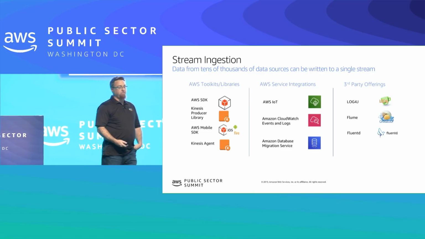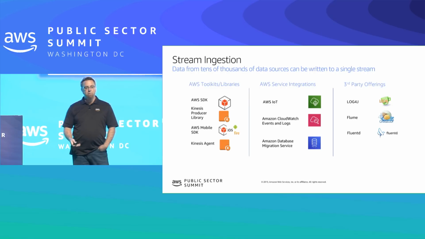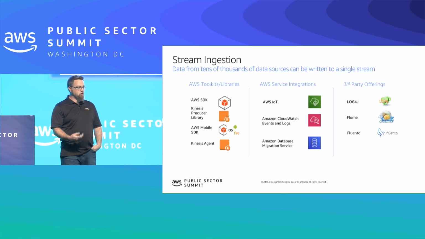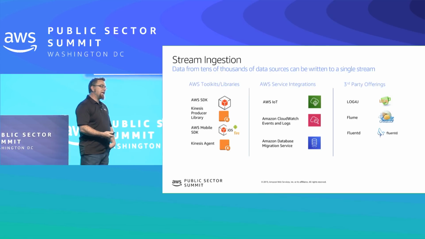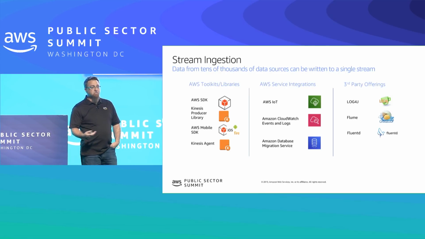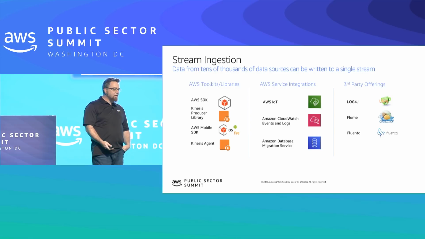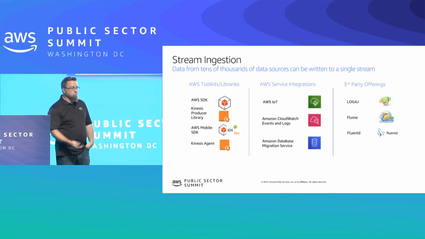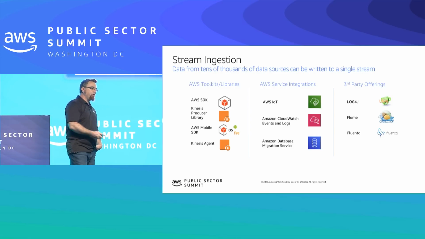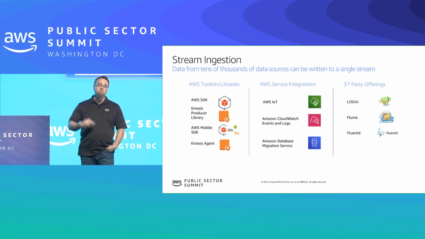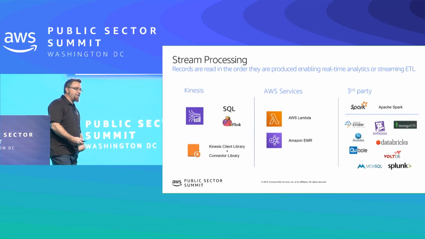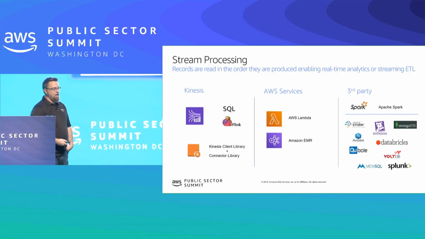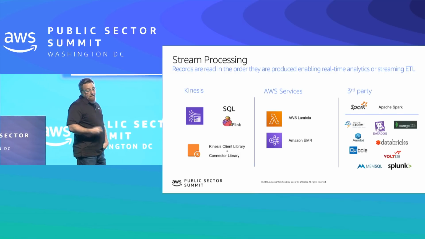And then there's a whole slew of third-party offerings. In the big data space, there's a number of open source tools and commercial tools out there. I'm going to call out a few of them that we see a lot of use from, which are the integrations with Log4j if you're building Java applications. Maybe you're using Flume or FluentD to pull that log data off of those source systems and throw it into the stream.